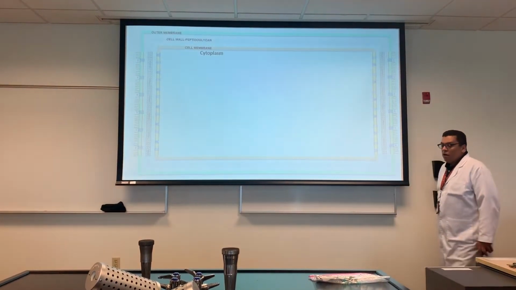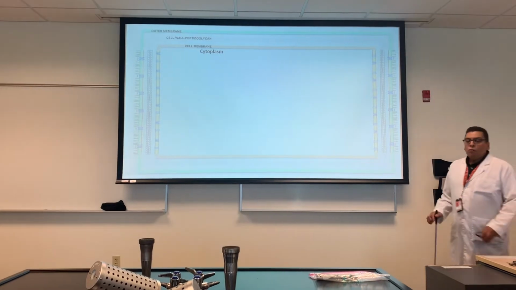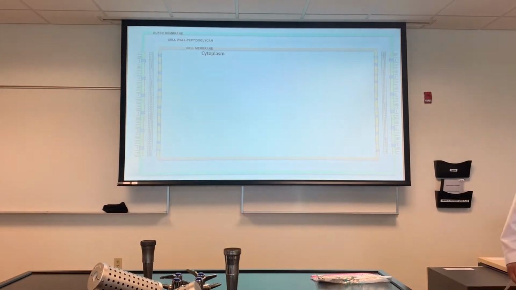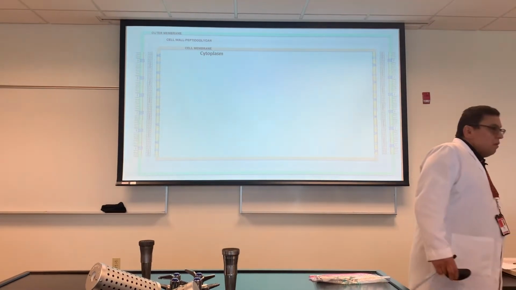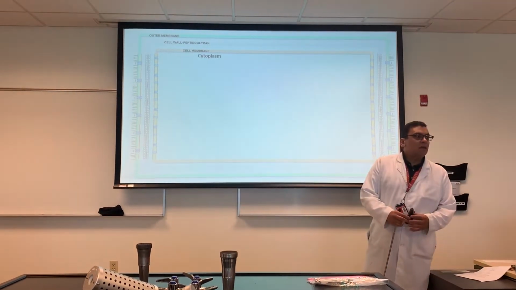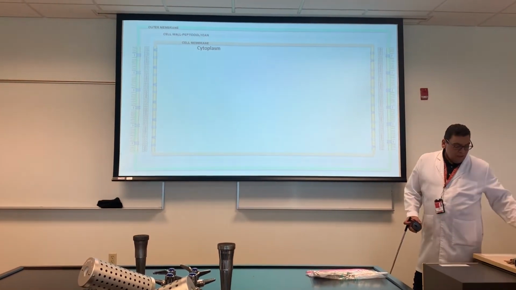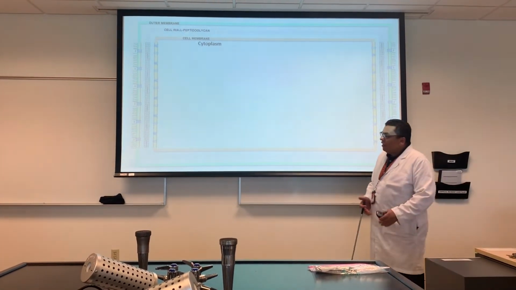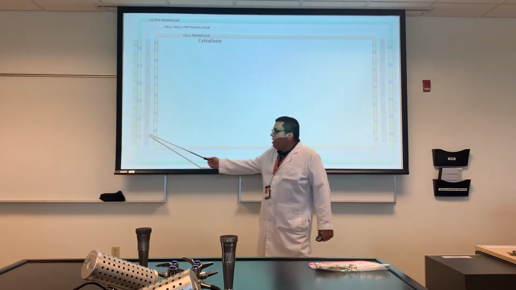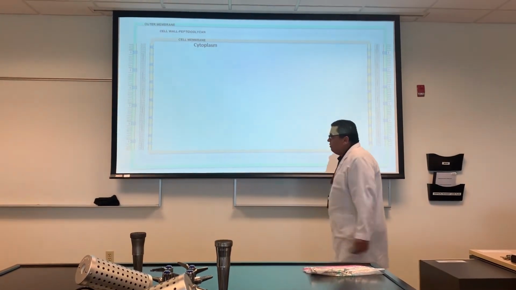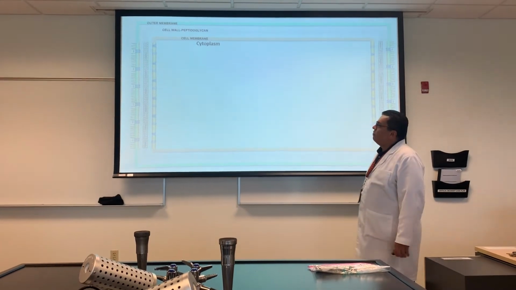Let's go forward from here. You guys tell me, which bacterium is drawn on the screen? Gram-negative or gram-positive? Gram-negative. What tells you that? The outer membrane and the thin cell wall. Very good. So I decided to draw a gram-negative bacterium here.